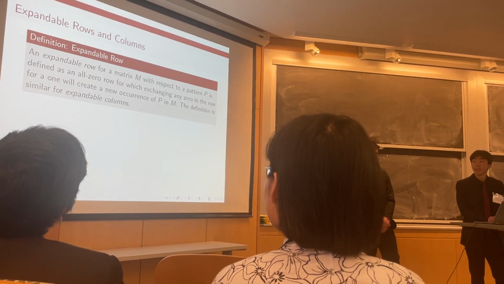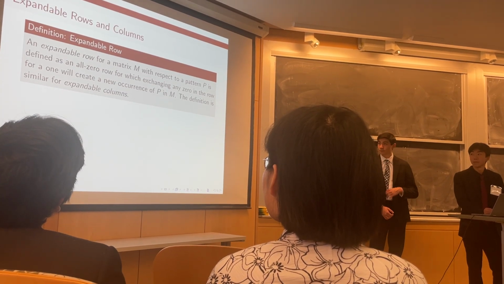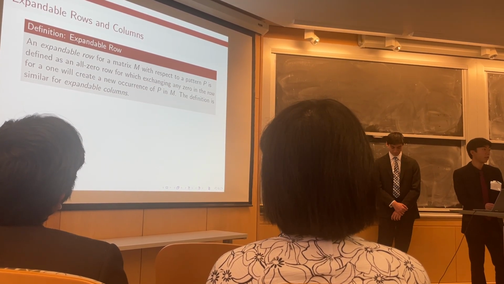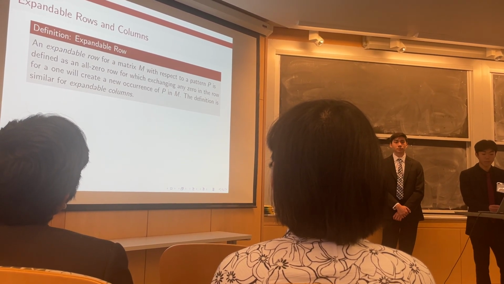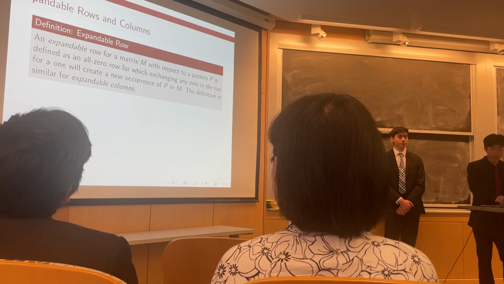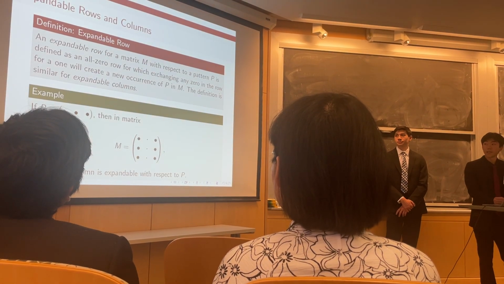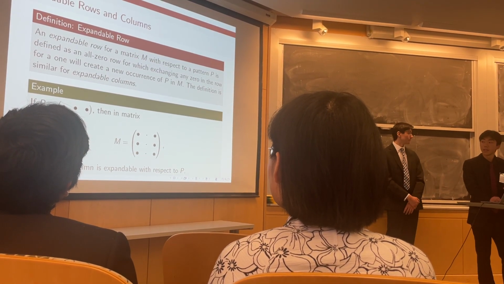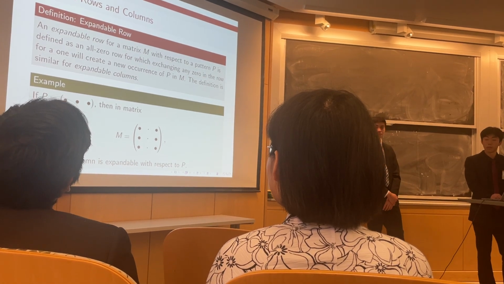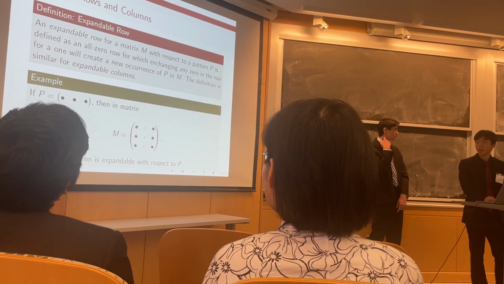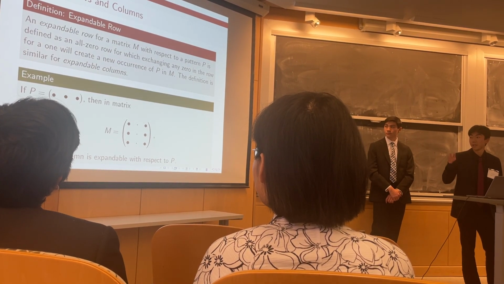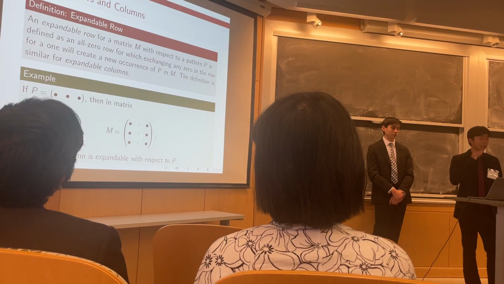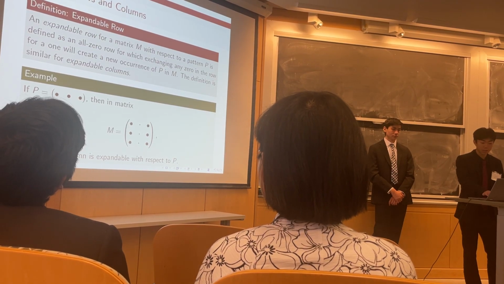We define an expandable row to be a row in a matrix that consists of all zeros, and if you change any zero in the row to a 1, you get a new copy of your pattern. We define a similar thing for columns. For example, if we have this matrix M here, and the pattern P is just 3 ones in a row, then the second column is expandable with respect to P, because changing any 0 in the middle column to a 1 would complete that row, which is just P.